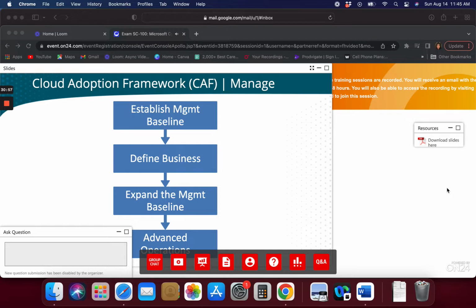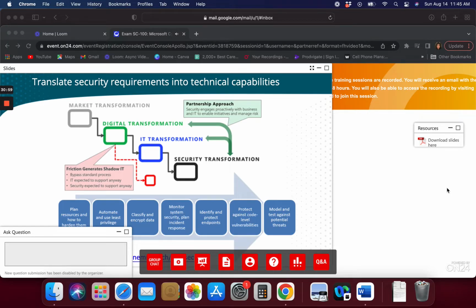So those are the govern and manage of the cloud adoption framework. Now let's see how to translate security requirements into technical capabilities. And the internal transformation process typically includes digital transformation of the business to capture new opportunities and to stay competitive against digital native startups. And then you go to technology transformation, which is to support the initiative with cloud services and modernize development practices and related changes.